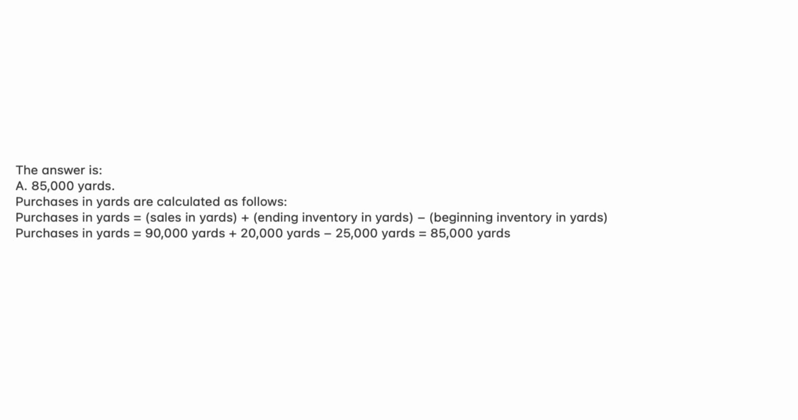Purchases in yards are calculated as follows. Purchases in yards equals sales in yards, plus ending inventory in yards, minus beginning inventory in yards. Purchases in yards equals 90,000 yards plus 20,000 yards minus 25,000 yards equals 85,000 yards.